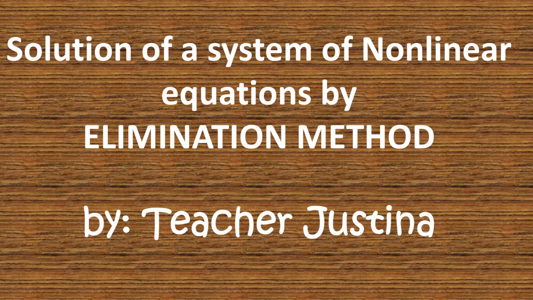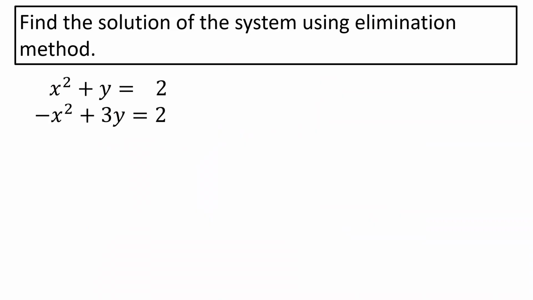Our video for today is all about the solution of a system of nonlinear equations by elimination method. So let us explore. Find the solution of the system using elimination method. Okay, so far our given system is x squared plus y is equal to 2 and negative x squared plus 3y is equal to 2.